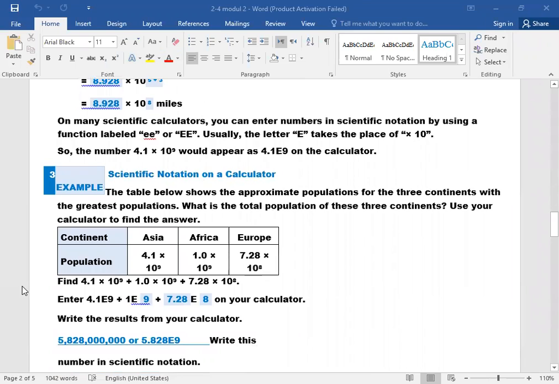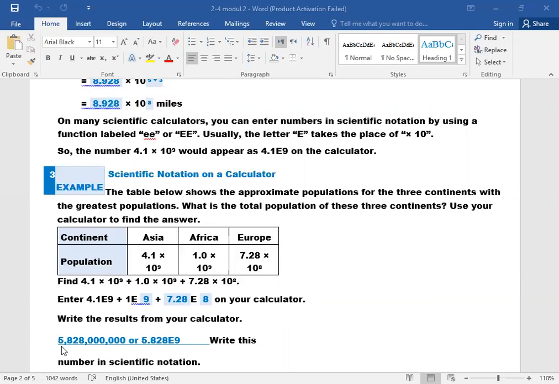In this case, find 4.1 times 10 to the power of 9 plus 1 times 10 to the power of 9 plus 7.28 times 10 to the power of 8. We want to write this in our calculator. It will be 4.1, and instead of 10, we are going to write E9 plus 1 E9 plus 7.28 E8. Right? Write the results from your calculator. Then you will find the answer in your calculator.